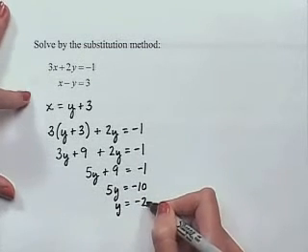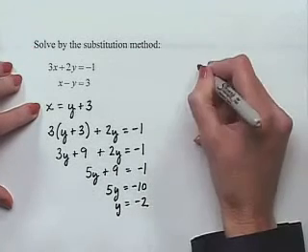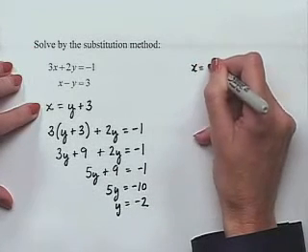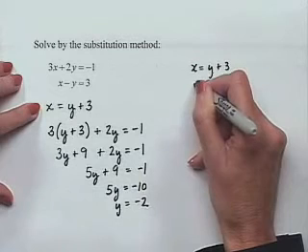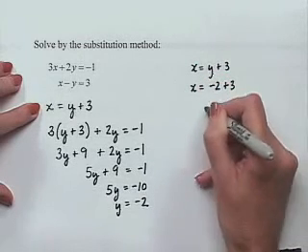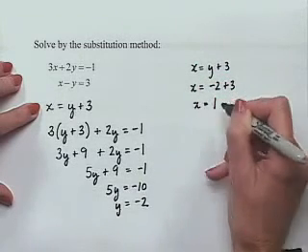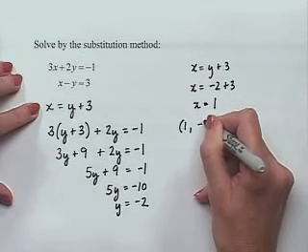Now recall that we're going to back substitute in order to solve for the other variable. That means we're going to take our value of x equal to y plus 3 and substitute in the value of y that we've just found. We end up with negative 2 plus 3, giving us our x value equal to 1. So our proposed solution has coordinates (1, negative 2).